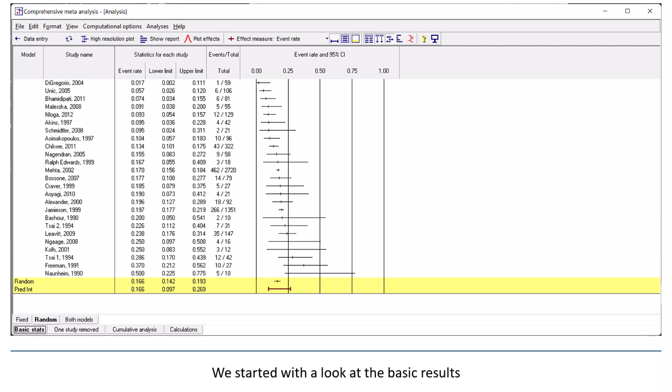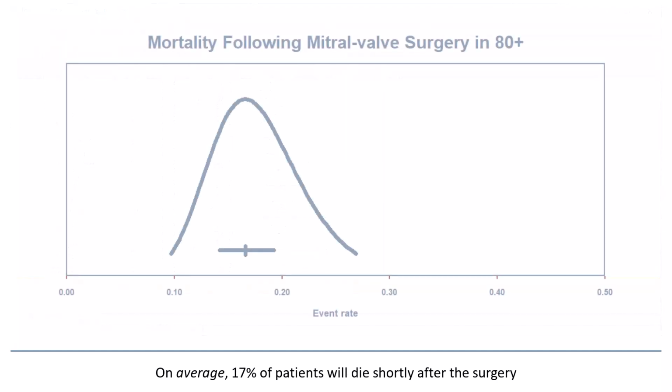We started with a look at the basic results, and then I took a tangent to discuss sensitivity analysis. We discovered that the basic analysis is robust, it is not dominated by any one or two studies, and the results are relatively stable. On that basis, let's return to the main results. The mean event rate is around 17%. On average, 17% of patients will die shortly after the surgery.